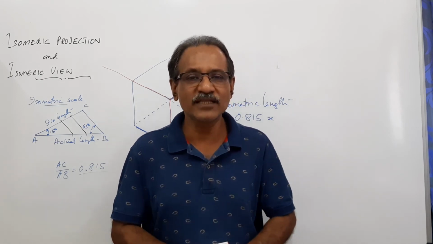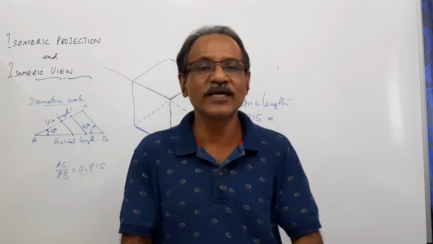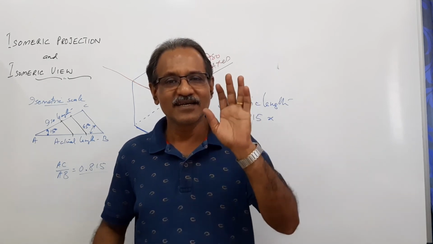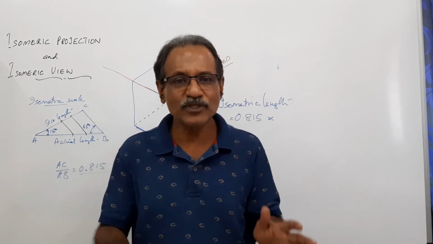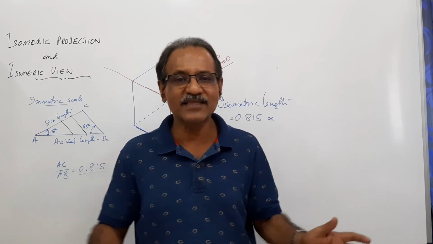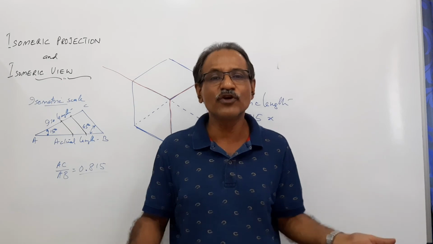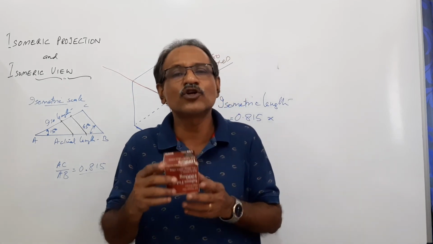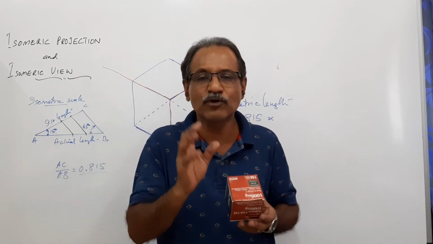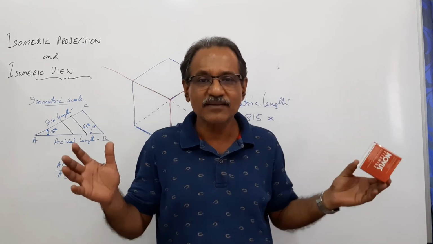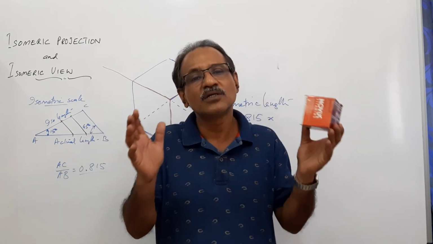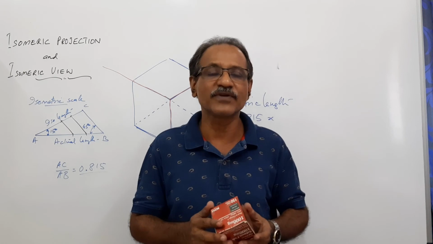Iso-projection is drawn taking iso length, iso-view is drawn taking actual length. That's the essence. The essence is, iso-projection is drawn with iso-scale or iso-length, and iso-view is drawn with actual size. So if you draw isoprojection and isoview of the same object, the isoview will look bigger and isoprojection will look a little bit smaller. That's all the difference.